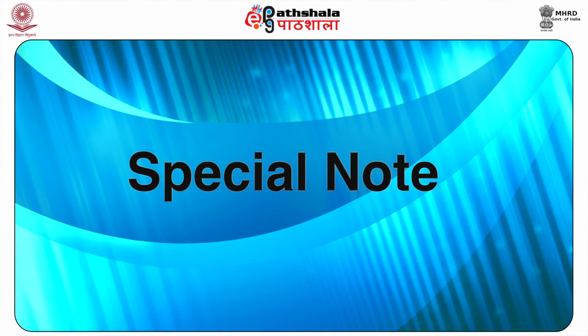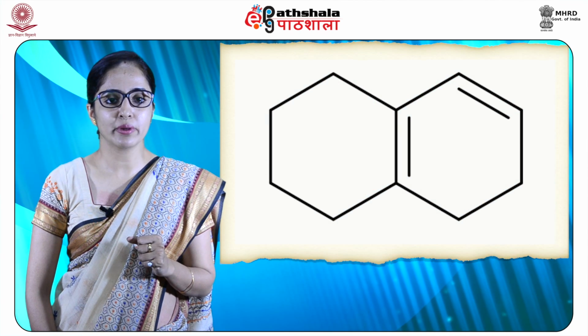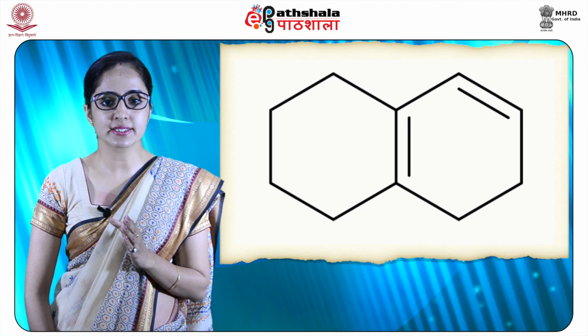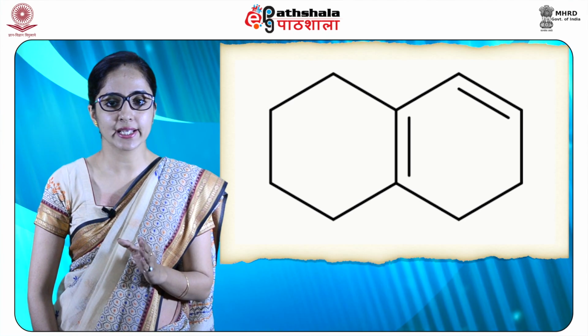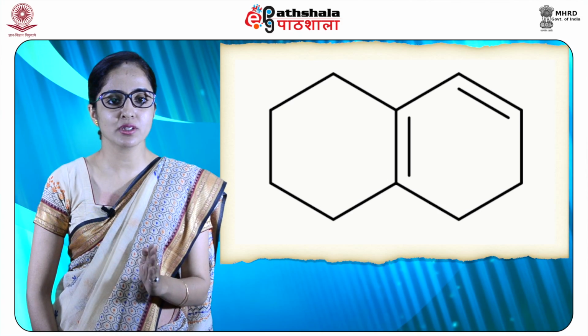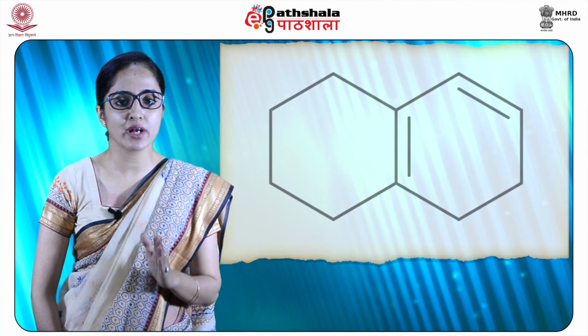Special note. Taking care of the following fact, a double bond which is common to both the rings is considered as endocyclic, because at any given point of time a double bond will only belong to one ring.